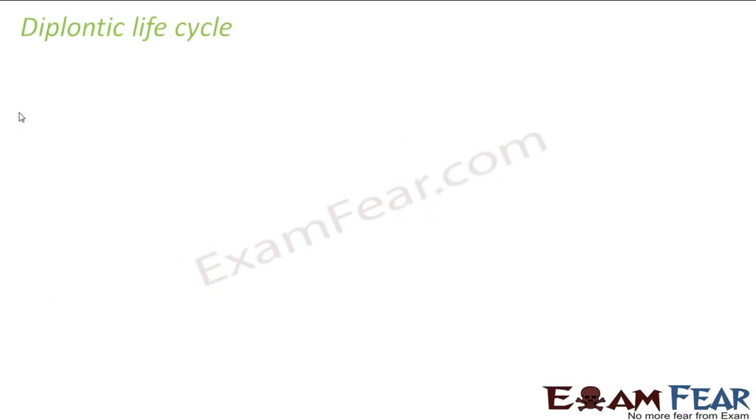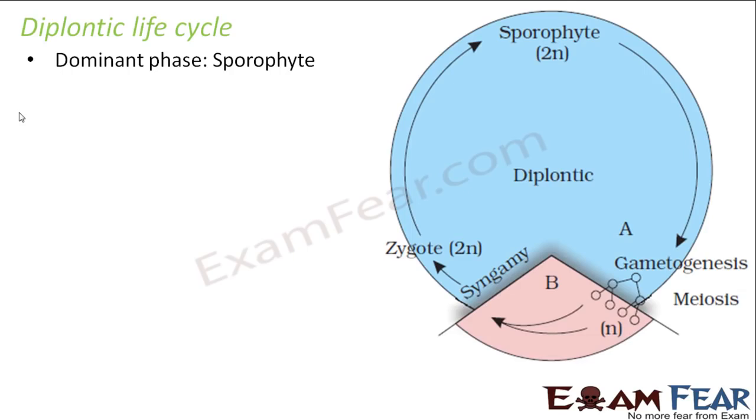Okay, now let us look at the diplontic life cycle, the life cycle in which the dominant phase is sporophyte. So where do we see these diplontic life cycles? We see it in the vascular plants. That is, we see it in the gymnosperms, angiosperms. So their sporophyte is the dominant phase. So here if you see, this is the sporophyte. So most of the time the plant is in this phase. So the plant which we actually see, that is nothing but the sporophyte.